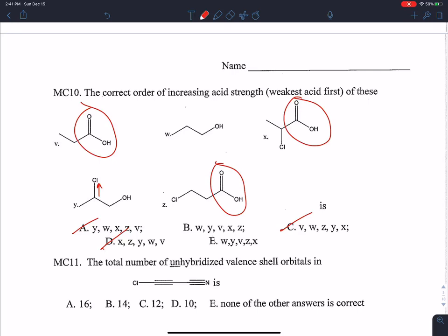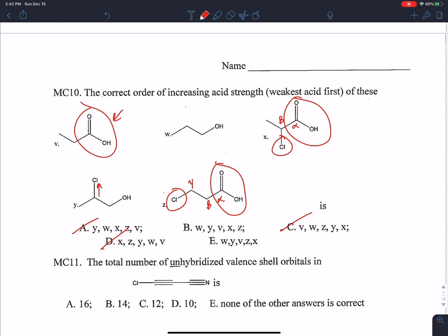Now I have to pick between the carboxylic acids. This carboxylic acid doesn't have any chlorine, so that one would be the weakest. So I have the next thing as V. And between these two, the chlorine is closer here and the chlorine is 2 away here. So you can see this is the alpha spot, this is the beta spot. This is the alpha spot, this is the beta spot, this is the gamma spot. So in the X version of the answer, the chlorine is closer, which makes it better. So the answer has to be B.